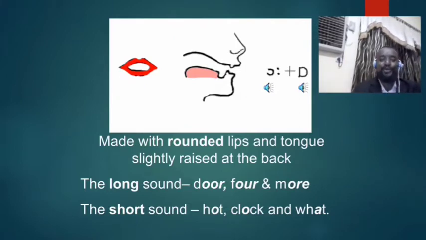For example, the long sound, like door, for, more, and the short sound, like hot, clock, and what. As a person says "what," there is no "top sound" in English. That belongs to the Arabic language actually. So we don't say it that way. So we say hot, clock, what. And here, door, for, and more.